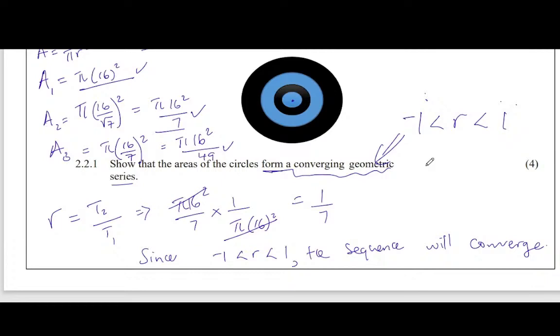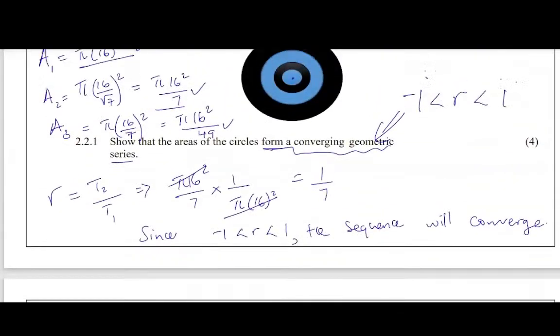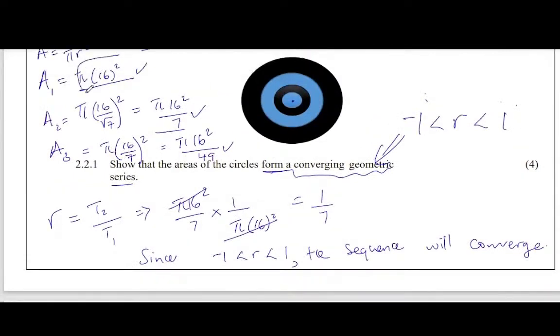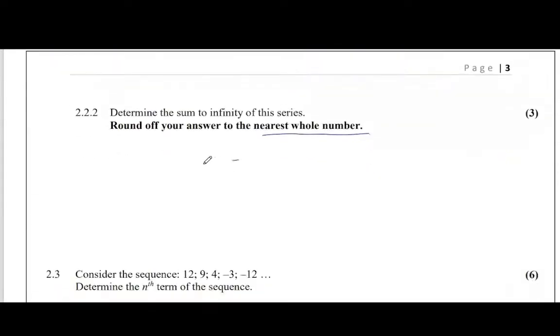Okay, and then we look at 2.2.2. From the same question again, they want us to determine the sum to infinity of this series, and round off the answer to the nearest whole number. From the previous question, our first term was the first area, which is pi 16 squared. So I'm just going to jot it down here: our A, which is T1, is pi 16 squared. Our common ratio, we said, is 1 over 7.